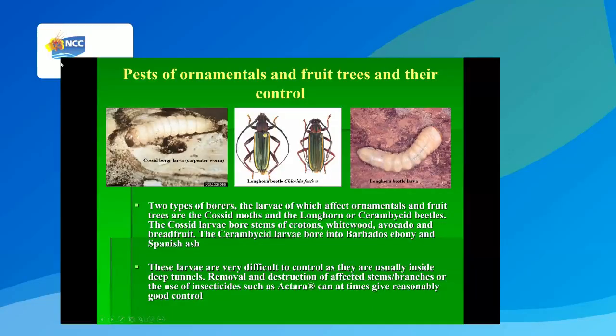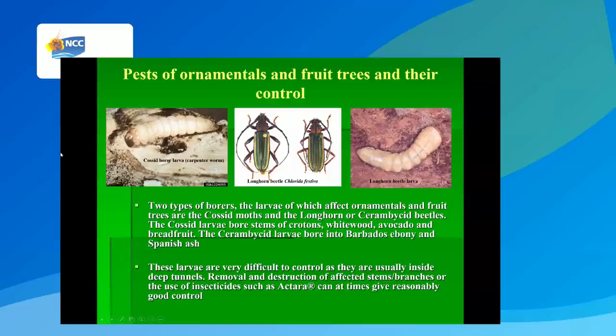Now, these borers, the ones that are problems here in Barbados, fall under two categories: a category of moth borers or the cossid moths. And the second category is a beetle type of borer, the longhorn or cerambycid type beetles. And you will see an example in the middle photo of the beetle Plocaederus festivus.